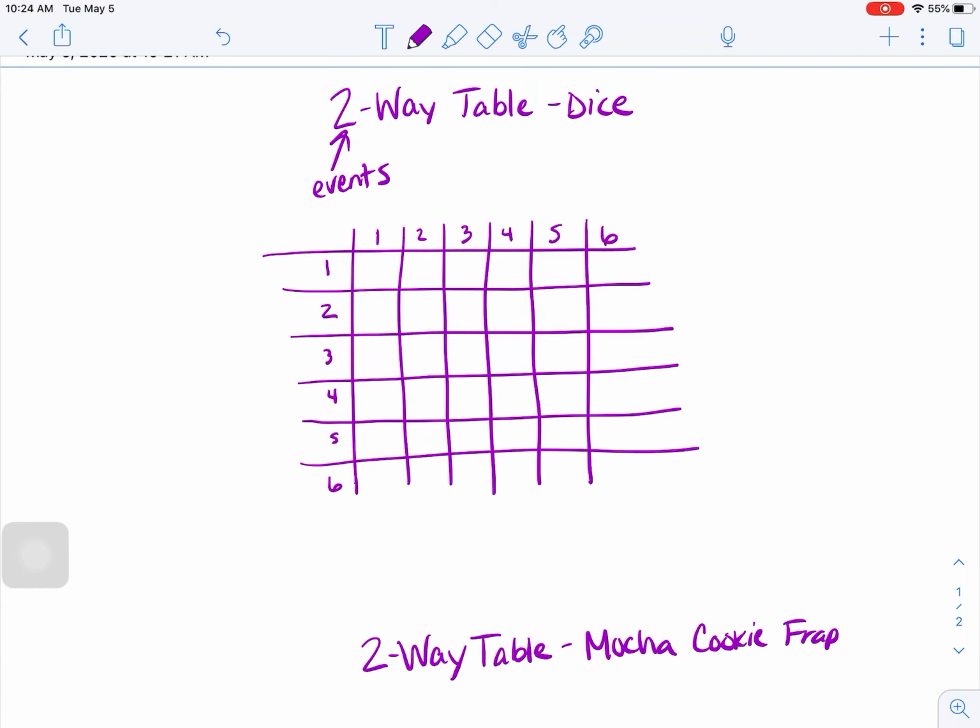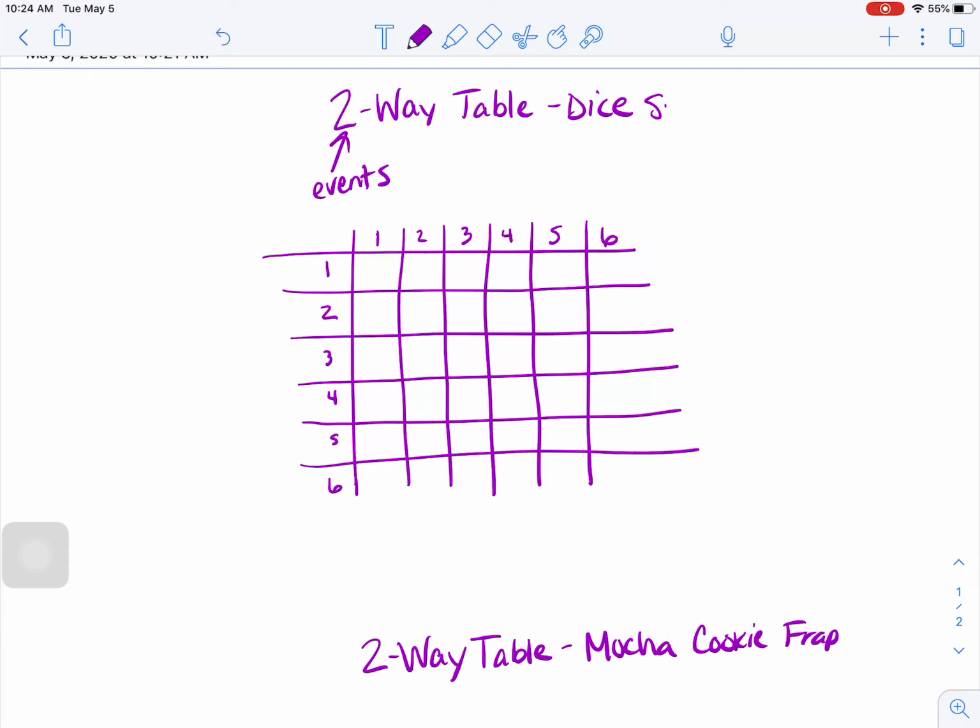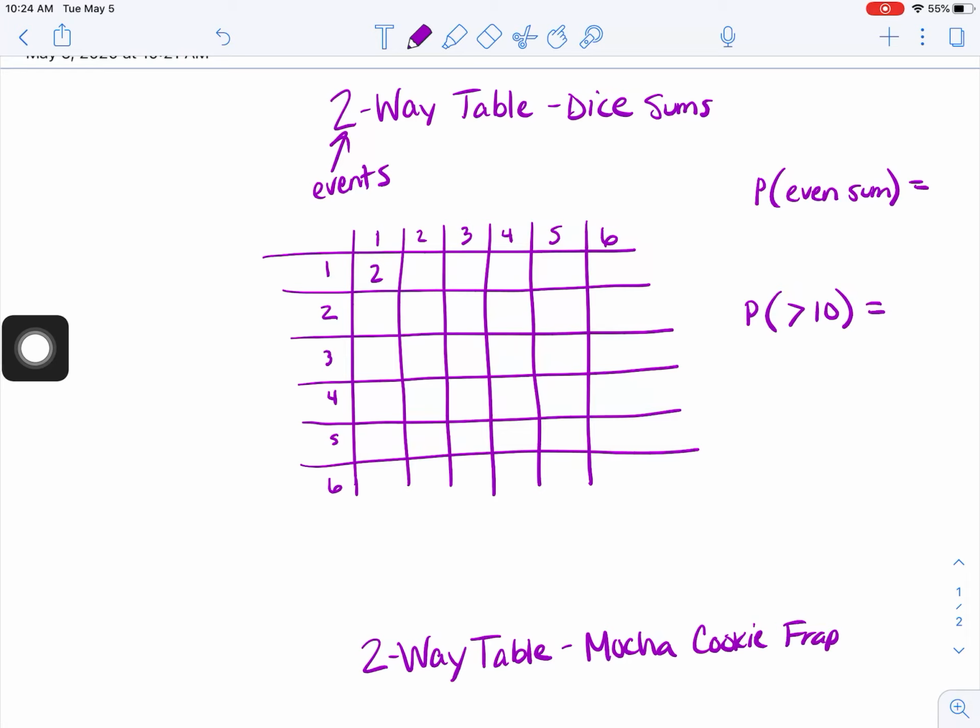Now, we're going to specify this one. You could list it by either like a 1-1, a 1-2, 1-3, or I could also list this as the sums. So dice sums is how I'm going to do this one. So for example, what's the probability of getting an even sum? Or what would the probability be of getting something greater than 10 for the sum? So we would go ahead and add: 1 plus 1 would give me 2. 1 plus 2 would give me 3, 4. You can see what's kind of happening here. Then in the next row, I have the 2 plus that 1. So this would be a 3, a 4, 5, 6, 7, 8.